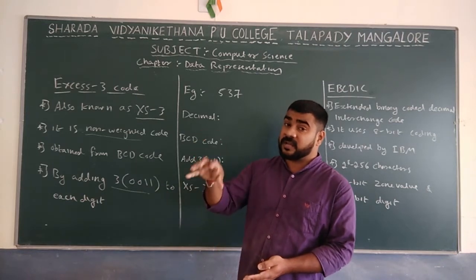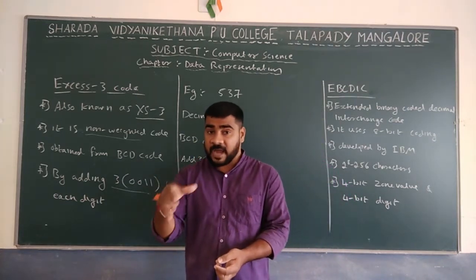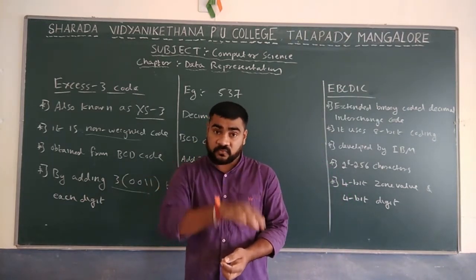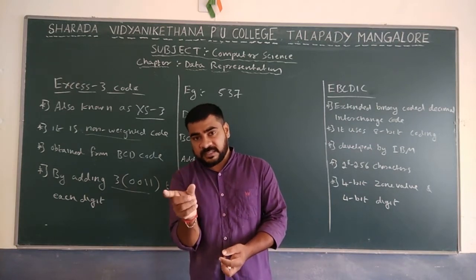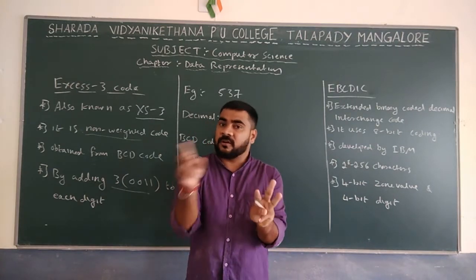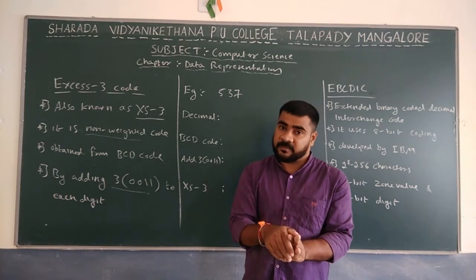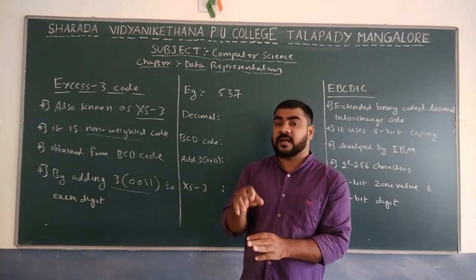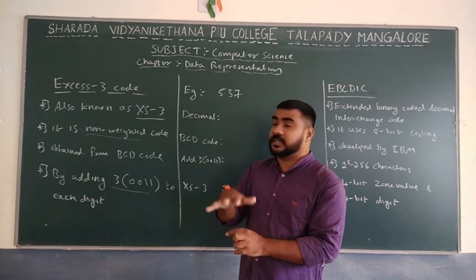That's why the name XS3 came: we have to add excess 3 to the BCD code. For the BCD code, we add 3, so it becomes the new XS3 coding method. Like that, we can obtain the 4-bit XS3 coding.